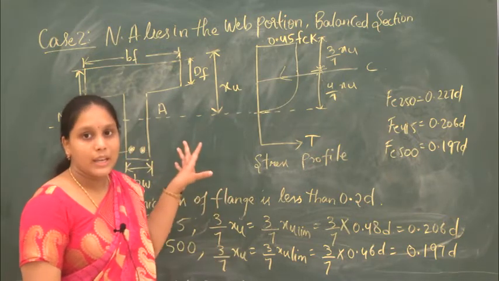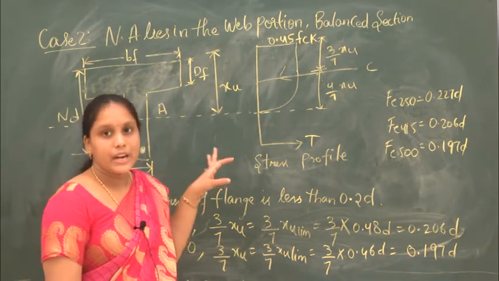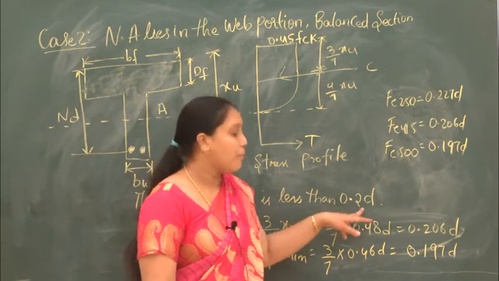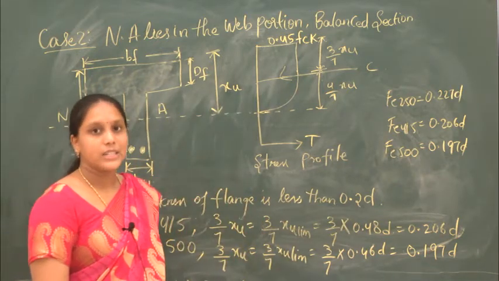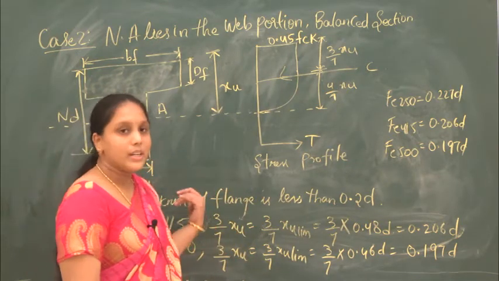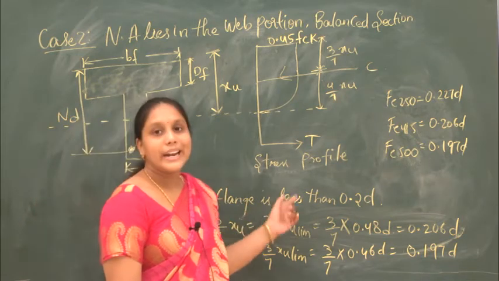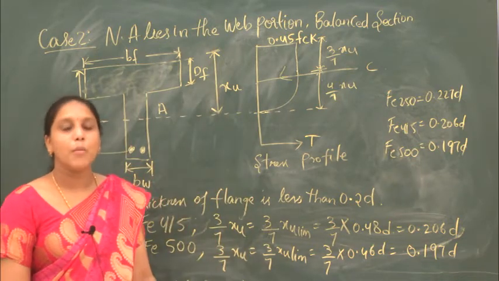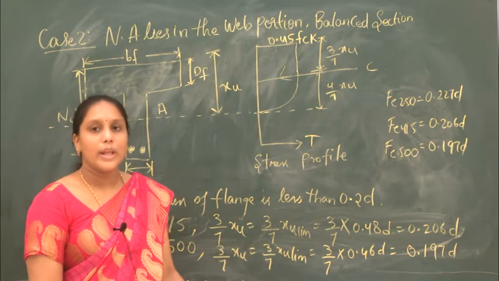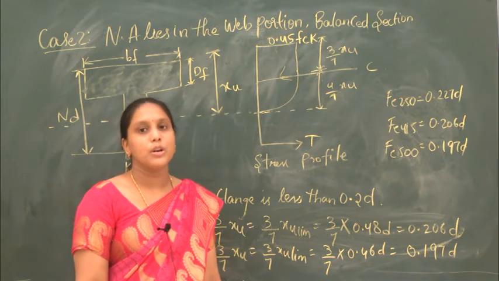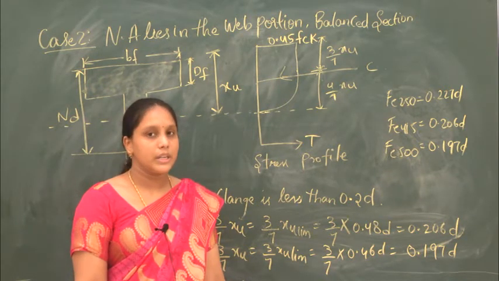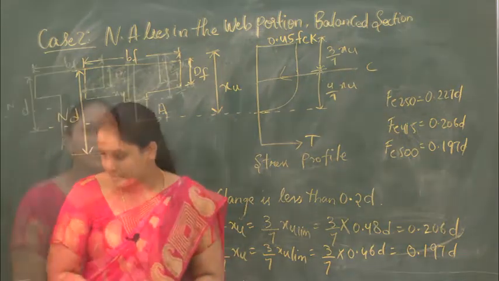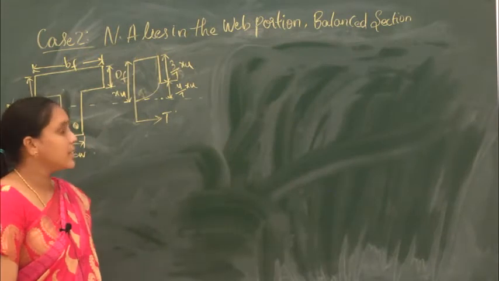Now, case one is when df, that is the thickness of the flange, is less than or equal to 0.2d, and the other case is when the thickness of the flange is greater than 0.2d. Now let us calculate the moment of resistance for both of these: when the thickness of the flange is less than or equal to 0.2d, and when the thickness of the flange is greater than 0.2d. So now let us see the two cases.